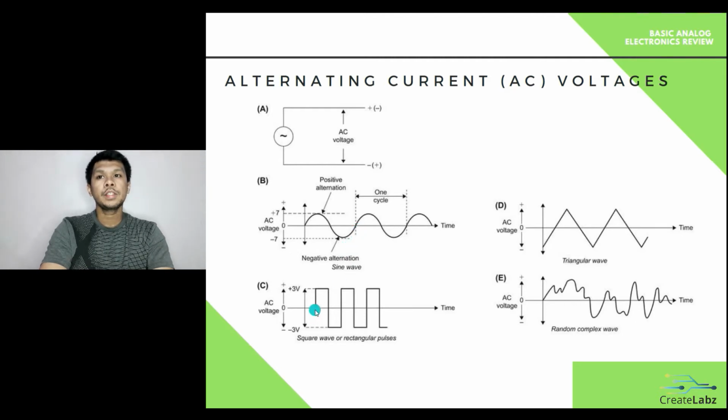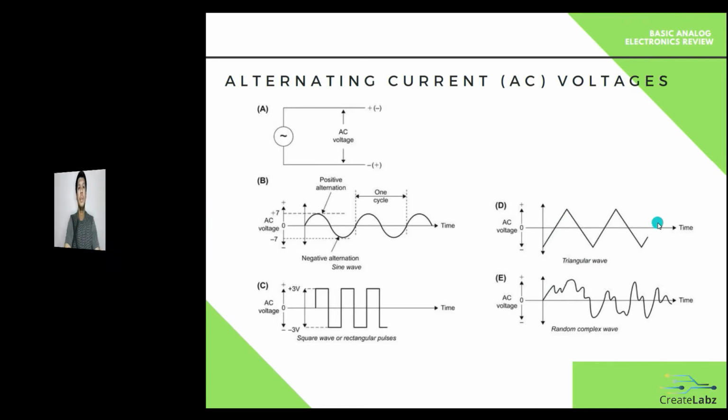You can also have a square wave or rectangular wave AC voltage like this, as long as one end is positive and the other end is negative. You can also have a triangular wave AC voltage.